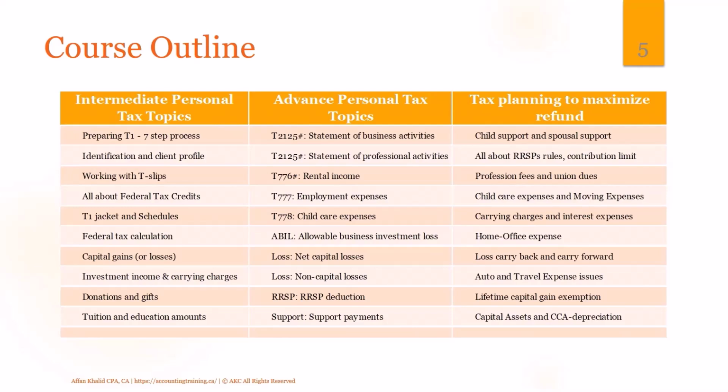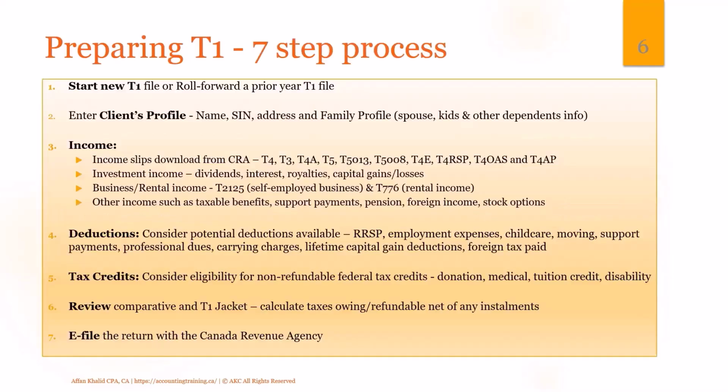Okay, and some of the things that we will be talking about include child support, spousal support, rules for RSP, professional fees, deductions, childcare, moving expenses, carrying expenses or charges, home office expenses, loss carry back, carry forward, auto expenses, lifetime capital gain exemption, and there's a practice exercise for a number of these planning opportunities. Okay, so the 7-step process of how I would approach preparing a personal tax return are as follows.